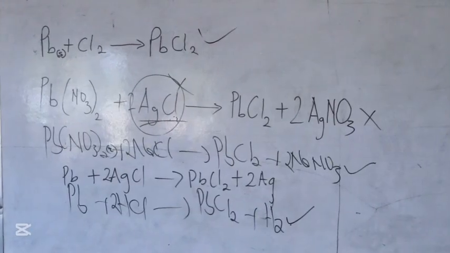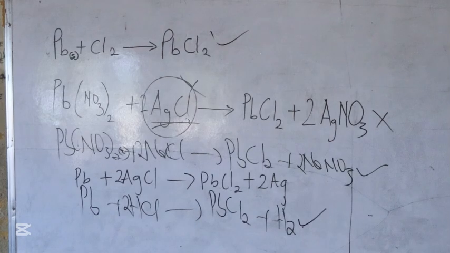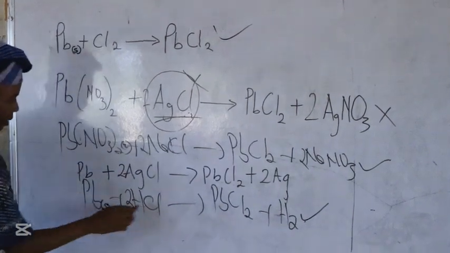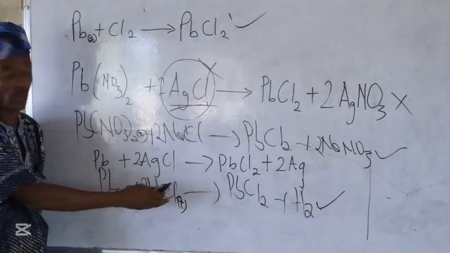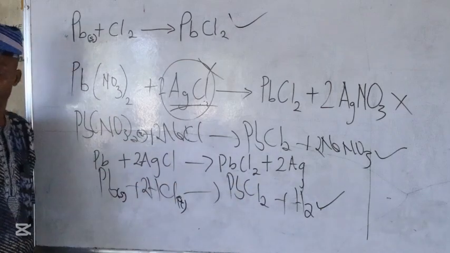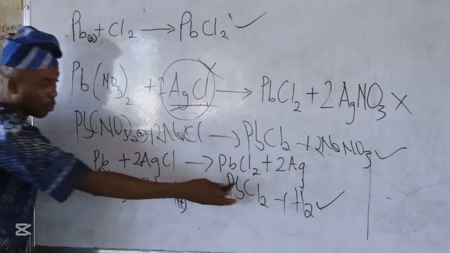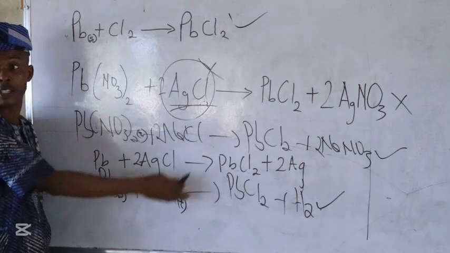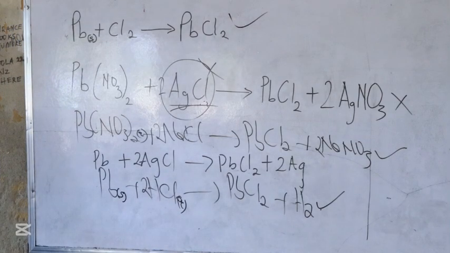Also increasing the concentration of HCl can increase the rate, because here this will be solid, and this will be aqueous. Increasing temperature will increase production of lead 2 chloride. Using powder, or increasing the surface area of lead, will also increase the rate of production. And by increasing the concentration of HCl, the production of lead 2 chloride will also be increased.